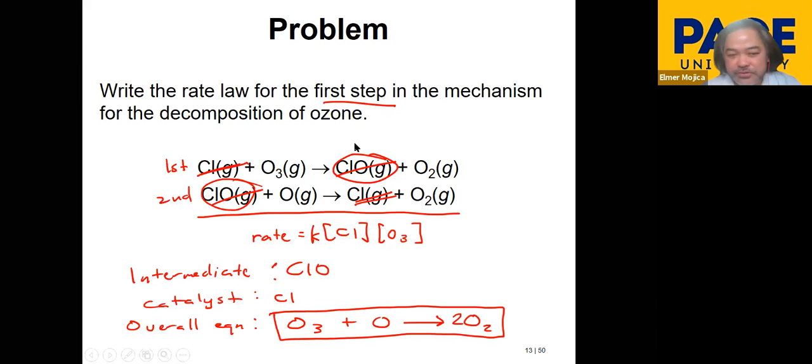So here you're able to see your Cl there, that's your catalyst. The Cl atom. You don't see it in the overall equation. How is it different from your intermediate? It was used and then produced. Intermediate, it was produced and then used. So the chapter ends here.